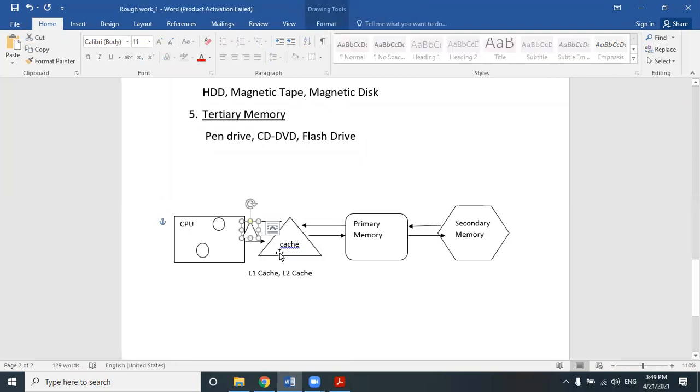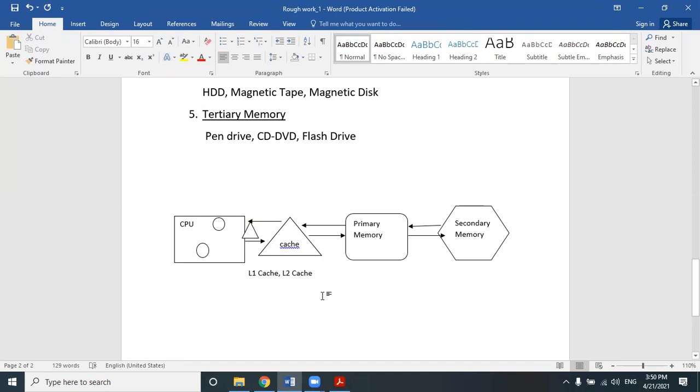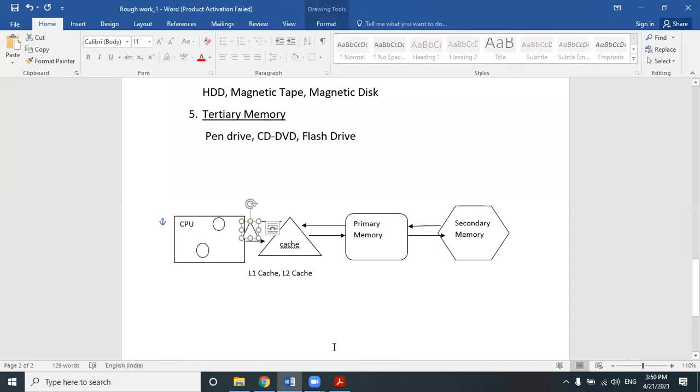Now, can anyone see that I have used this triangle structure 2 times in my figure? This is one triangle, this is one triangle. Can anyone tell me why I have used this 2 triangle structure? This is a cache memory. Why have I used this one? Anyone has any idea? Any guess?